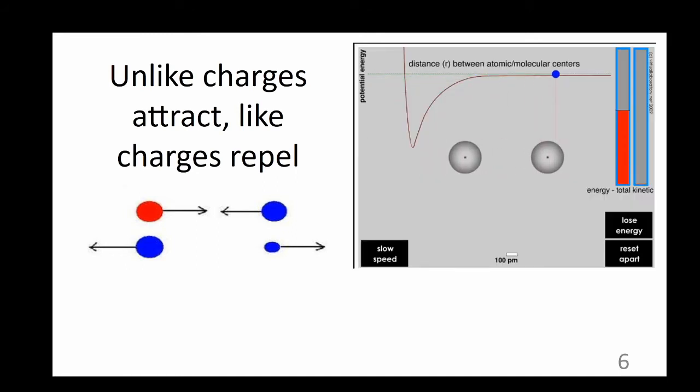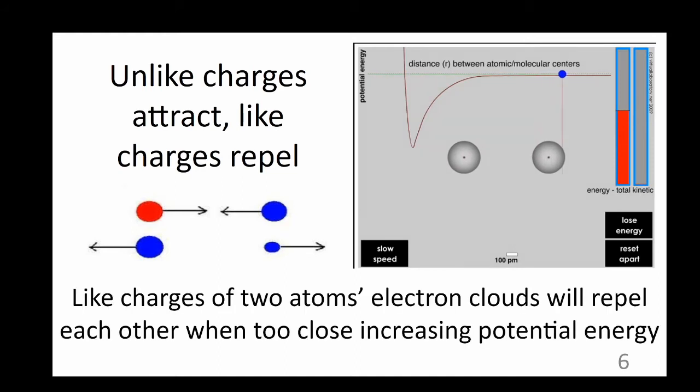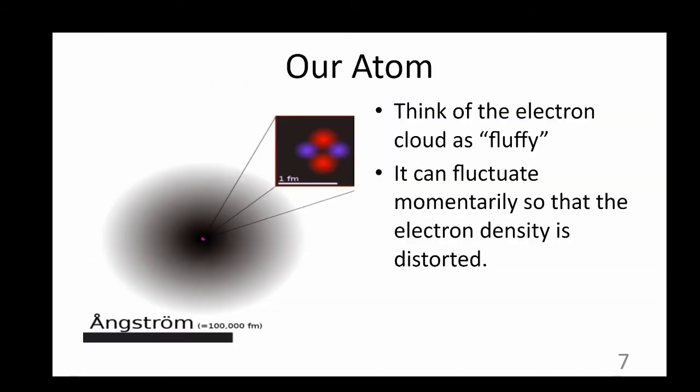However, remember that if the 2 atoms get too close to one another, the like charges from their electron clouds will repel one another, causing a dramatic increase in potential energy. Let's use our model of the atom to look closer into this relationship. Remember, our model of the atom has a tiny, dense nucleus surrounded by a cloud of electrons. You can think of that cloud as being fluffy or amorphous. On average, it is a spherical cloud, but it can fluctuate momentarily, causing the electron density to be distorted at any given moment. Everything in chemistry depends on this fluctuation.